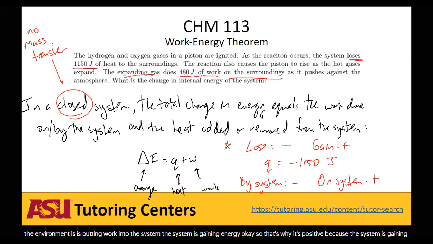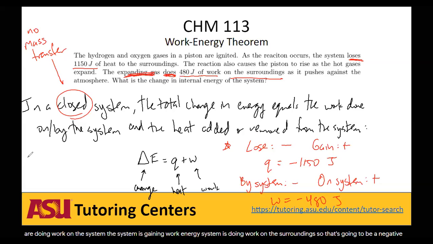Similar idea to up here with the heat, right? If you're losing heat, you're losing energy, so that's negative. You're gaining heat, you're gaining energy, so that's positive. If you're doing work by the system on the surroundings, the system is losing work energy. But if the surroundings are doing work on the system, it's gaining work energy. So in this case, our system is doing work on the surroundings. So that's going to be a negative. And the work being done is 480 joules. So work equals negative 480 joules.